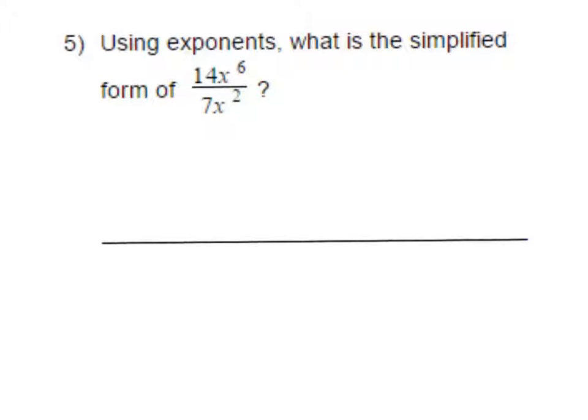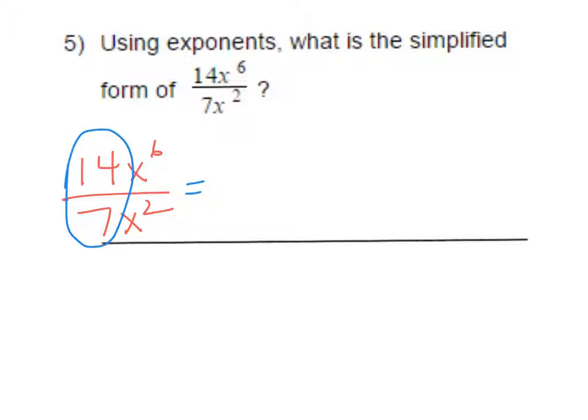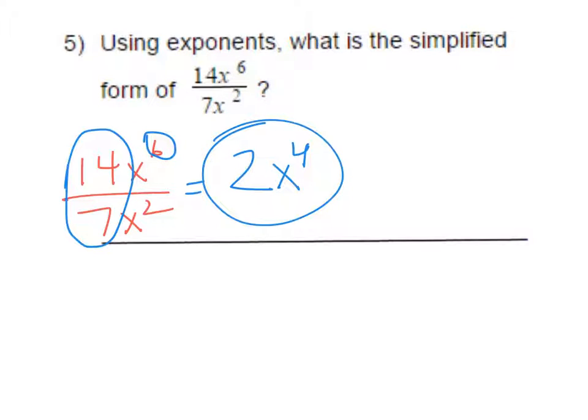Number 5, using exponents, what is the simplified form of 14x to the 6th divided by 7x squared? So we're going to do numbers divided by numbers. 14 divided by 7 is 2. X to the 6th divided by x to the 2nd power. We have 4 extra x's in the numerator, so we're going to have x to the 4th power. So everything in the denominator is canceled out. Our answer is 2x to the 4th power.